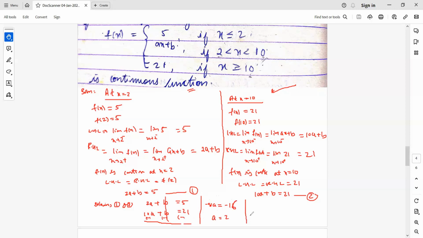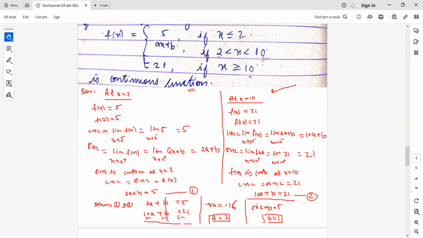So a is equal to 2, and when we substitute in equation 1, we get 2 into 2 plus b is equal to 5, or b will be equal to 5 minus 4, that is equal to 1. So the value of a is equal to 2 and the value of b is equal to 1. This is also a 4-mark question which has occurred in the previous year. Similar to this, I have given one more question here.